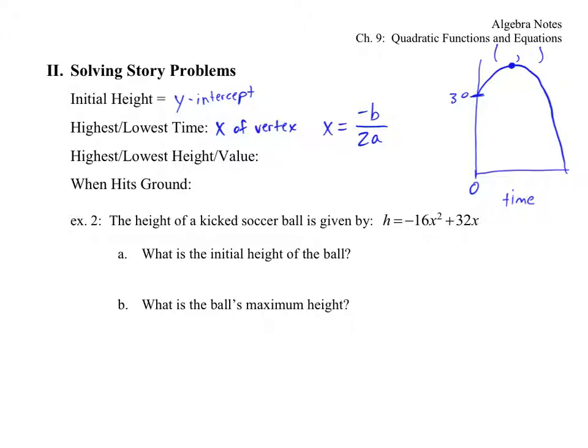Okay. So the highest height value, this here is kind of like the time. The y is like the height, because this would be the height over on the y-axis. So this here is going to be the y of the vertex. Agreed? Because the y is going to be the height for a graph like that. And when it hits the ground, well, it hits the ground over here. That's going to be our x-intercept.